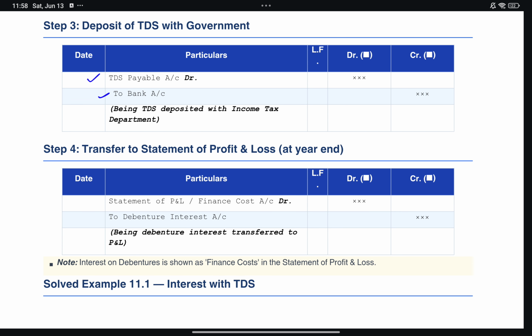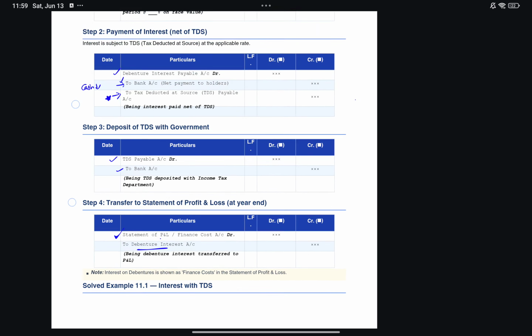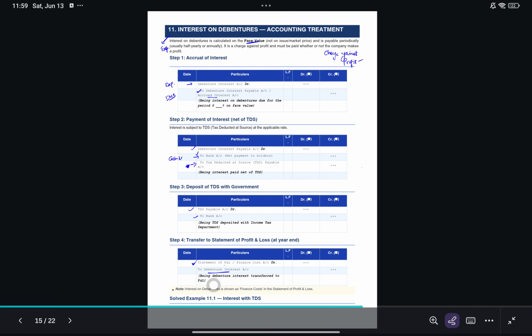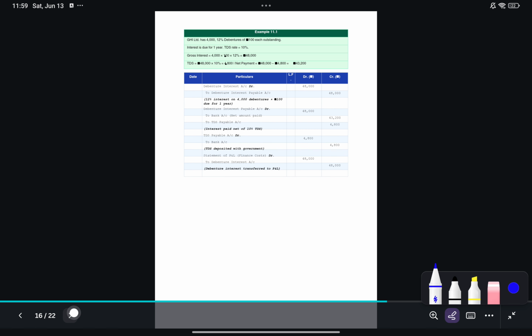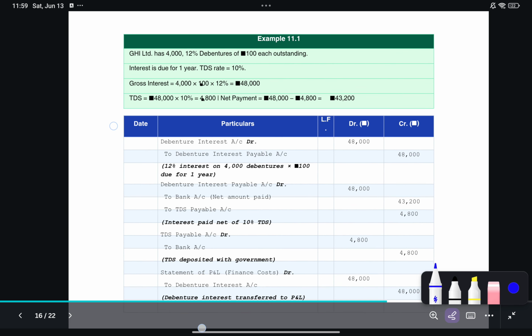We do this every time, that at the end of the year we have to transfer all losses or expenses to the profit and loss. Same we are doing it here. As it was an expense, it should be debited. So statement of profit and loss account debit to debenture interest account. Okay, this was your journal entries. Total 4 journal entries were there for interest.